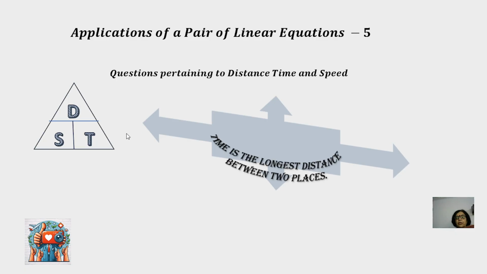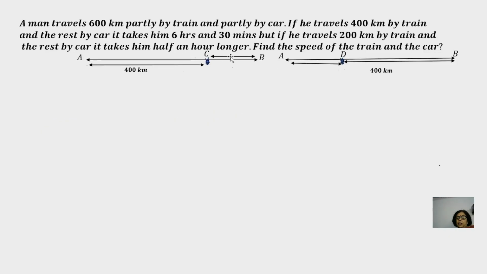Secondly, the important aspect is the moving object. Whatever be the moving object in these questions that we'll be solving, we'll be keeping the speeds of the moving objects uniform throughout the journey, throughout the motion. So let's take an example here.